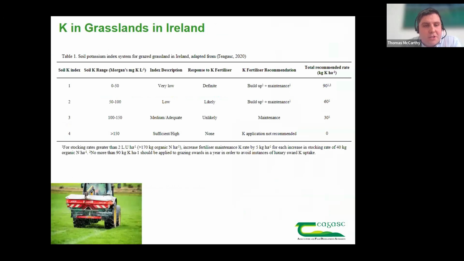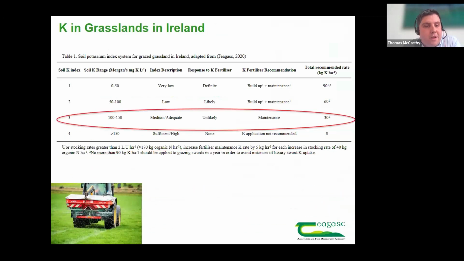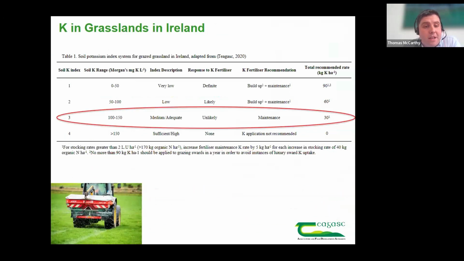I think Mark touched on this, but the current grassland recommendation for K from our soil fertility advice is to maintain a soil K index 3, which is 100 to 150 milligrams of K per litre in your soil test result.